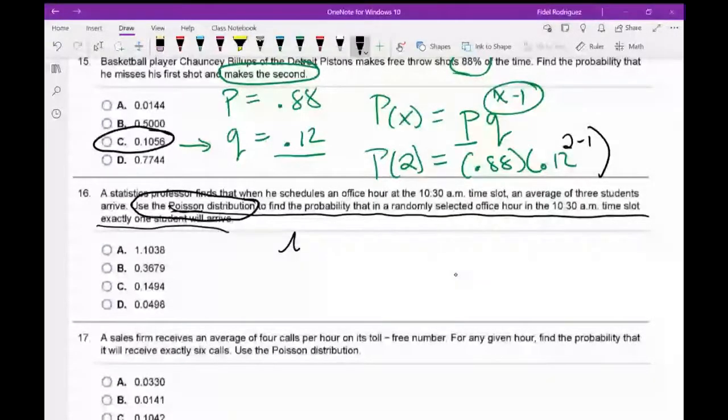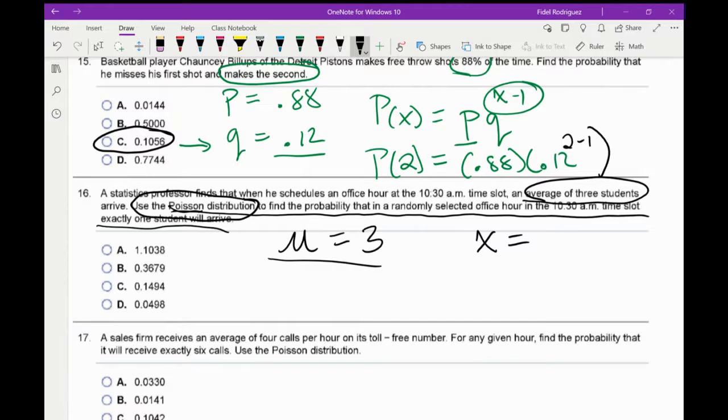Okay, so there's 2 things that we have here. We have our mu, and we have our x. Remember, mu stands for my average, or my mean. This problem tells me that we have an average of 3 students. So that tells me that my mu is going to be equal to 3. And we're trying to find the probability that exactly 1 student is going to arrive. So my x is going to be 1.